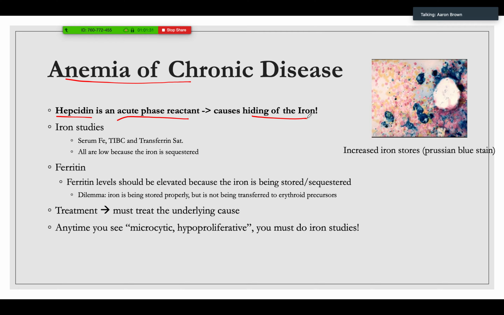However, when you have a chronic disease, your body doesn't know that. Your body just thinks you have some kind of inflammation going on, and so it's responding in that way.